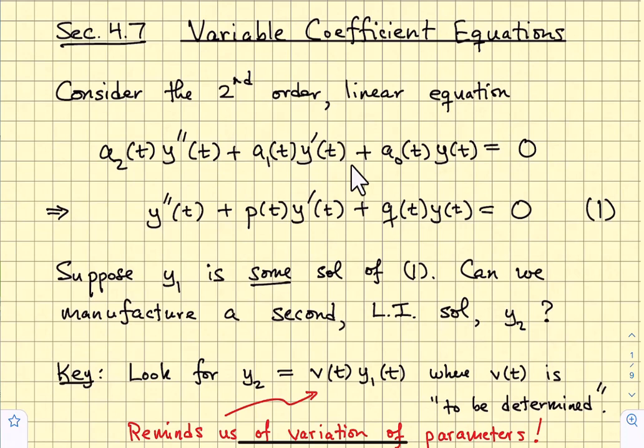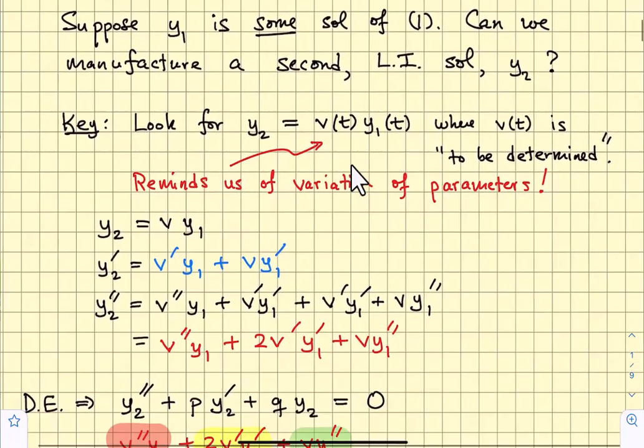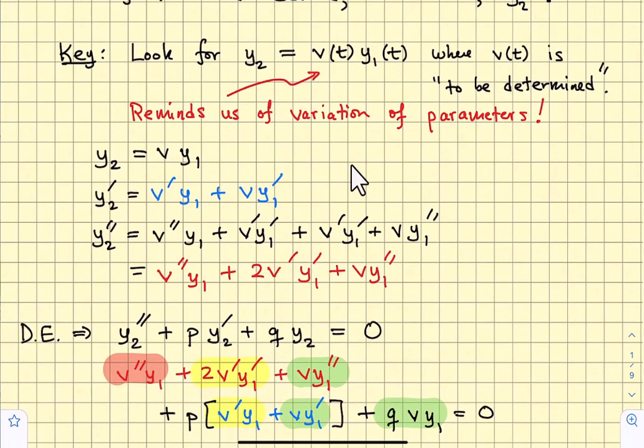So suppose we have some solution y1 of equation 1. The question here is, can we manufacture a second linearly independent solution, y2? And the key here is going to be reminiscent of variation of parameters, although this is a very different setting, in the sense that we're going to look for a new solution that has the form of an old solution times an unknown function. You may remember with variation of parameters, we had a fundamental solution set, y1 and y2, of the homogeneous problem. And so to look for a particular solution of the non-homogeneous problem, we looked for a yp of the form v1y1 plus v2y2. This has the same theme, if you will, except here we have fewer moving parts. We just have y2 equals some yet to be determined v of t times y1 of t, where here y1 is known and v of t is to be determined.